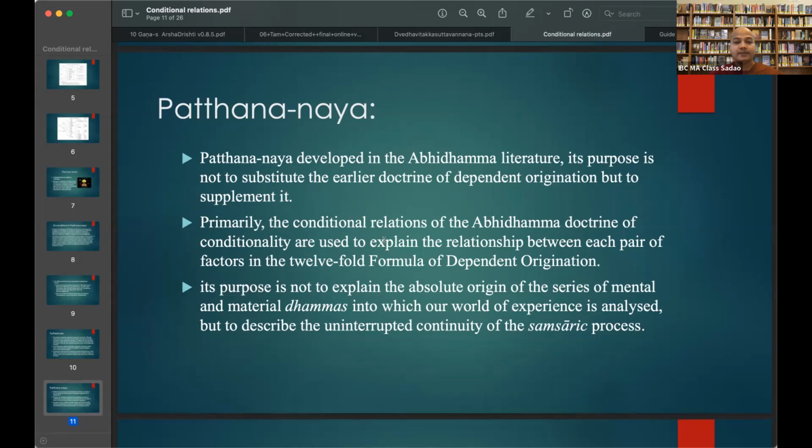So that is why it says that one of the purposes of the conditional relations, Patthana, of the Abhidhamma doctrine of conditionality is to explain the relationship between each pair of factors in the 12-fold formula of dependent origination. So when you say avijja paccaya sankara, for example, you also find sankara paccaya vinnana, vinnana paccaya sankara. The relationship between any two pairs. Its purpose is not to explain the absolute origin of this series of mental and material dhammas into which our world of experience is analyzed, but to describe the uninterrupted continuity of the samsaric process.